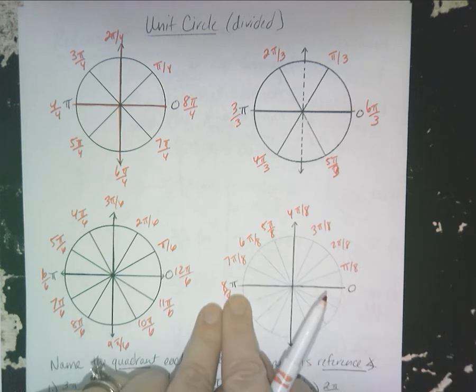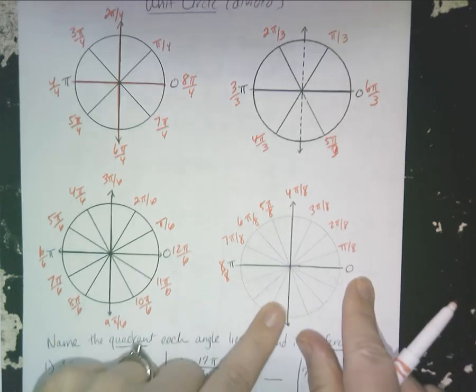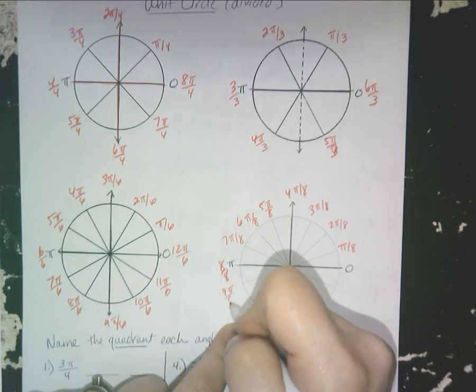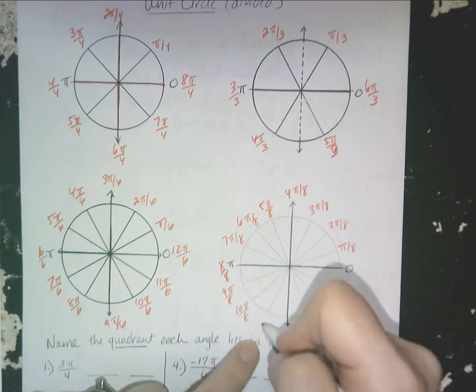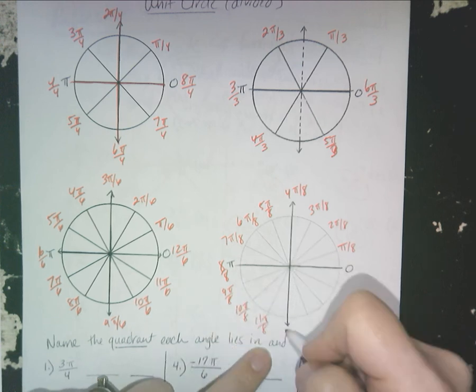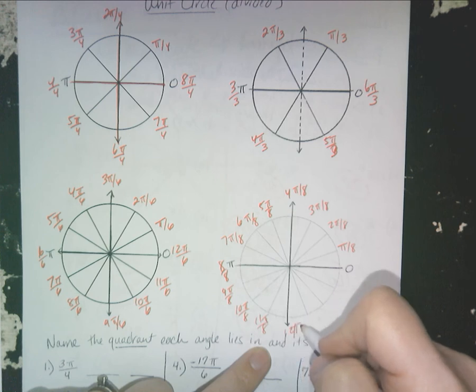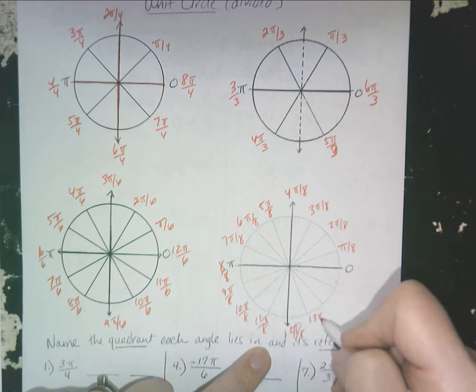Should always have a 1 on this side and a 2 pi that reduces on this side. Oi, 12 pi over 8, 13 pi over 8.